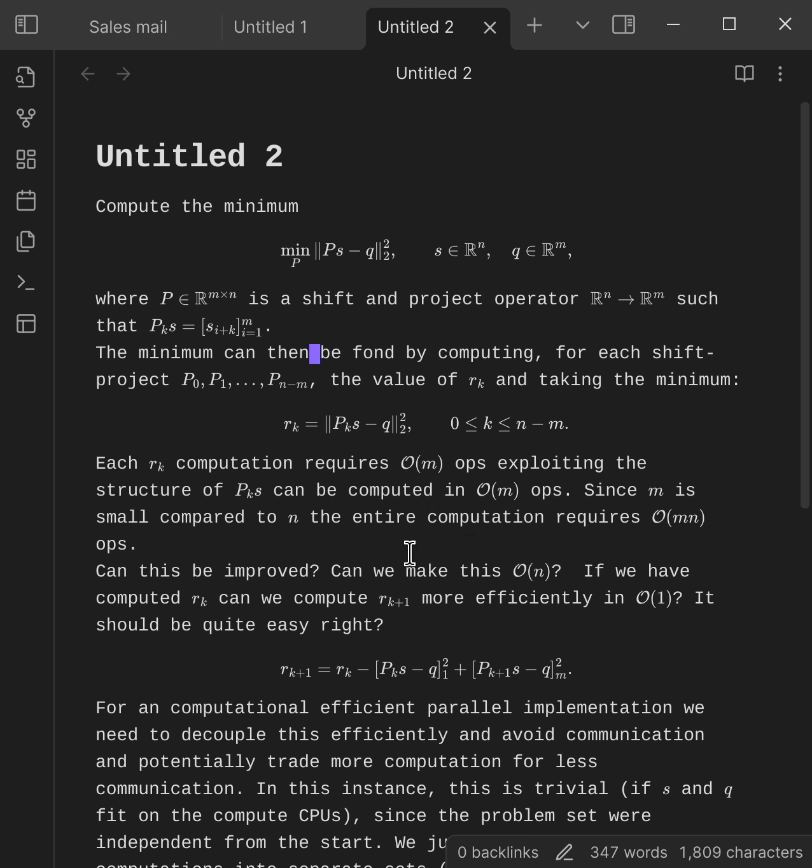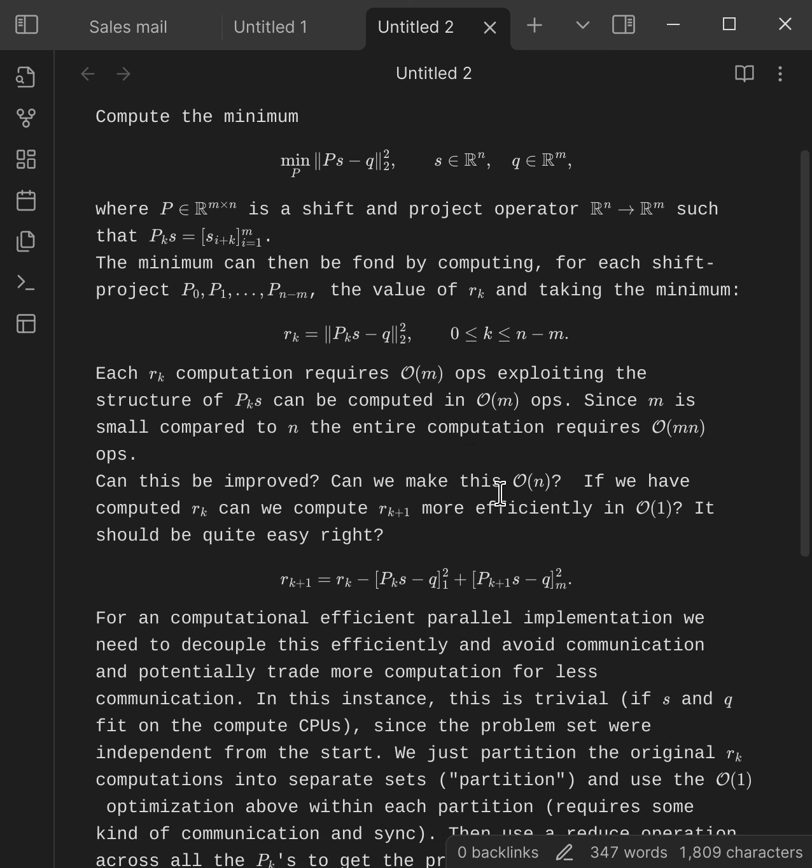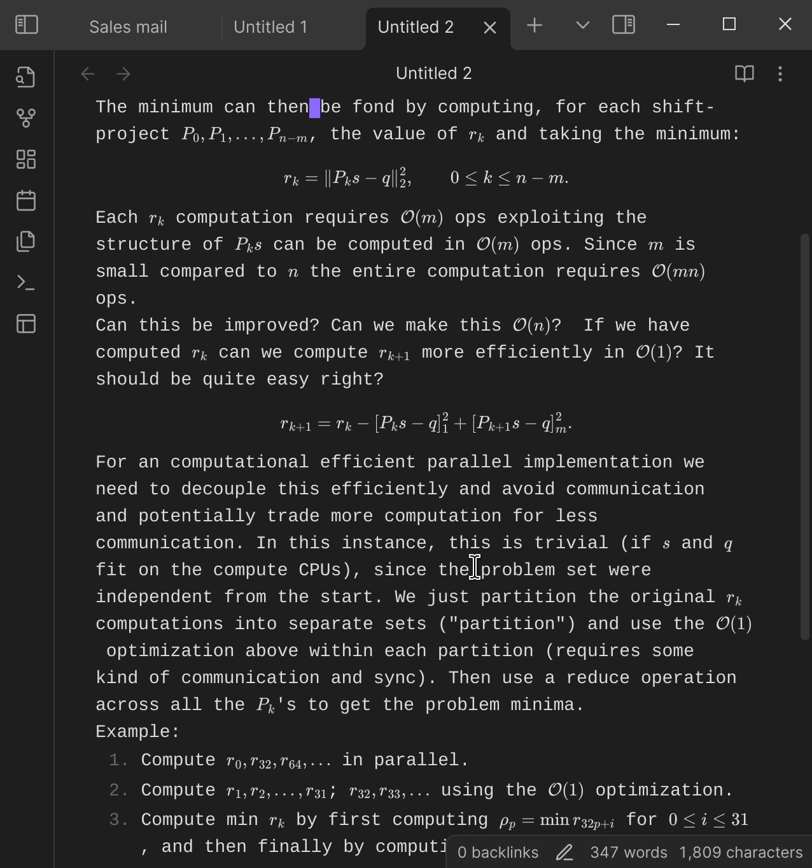Can this be improved? Can we make this, for instance, order of n? Yes, I think we can, by using some kind of telescopic sum here, right? But basically, if we have RK, we can compute RK plus 1 by just adding and subtracting the edge points. I don't think that's a very nice parallel algorithm because it's super sequential, right?